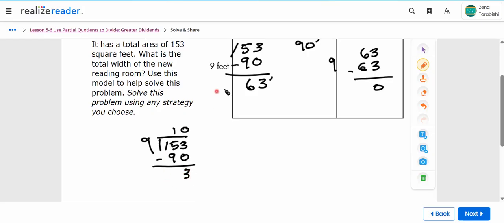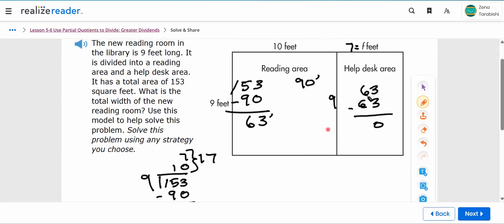Bring the 3 down, same like we did over there. Get 63 left over, and now 7 groups. And so I have 63 minus 63 is 0. And so now our partial quotients were 7 and 10, or 17 with no remainder. So that means that we have 17 feet wide for this part right here. 17.